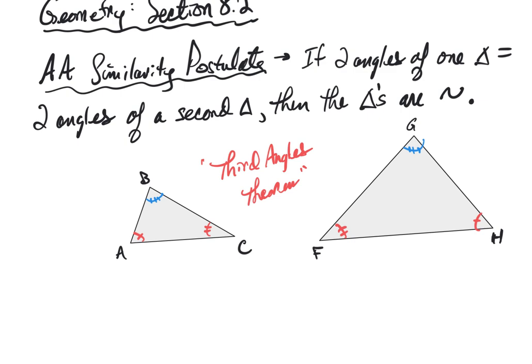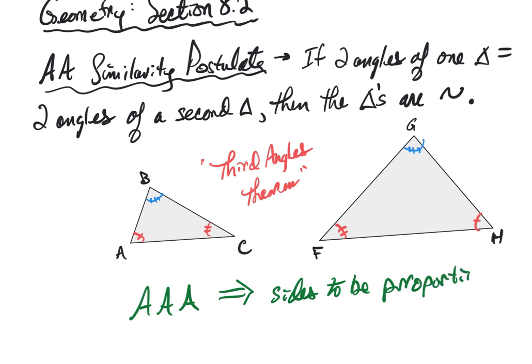And so what we've ended up with then is three angles, right? We have three angles of one equaling three angles of another, right? So therefore, remembering what similar means, equal angles, proportional sides. So equal angles then forces the sides to be proportional. So that means we can create proportions out of the corresponding sides. Okay, so that's the idea.